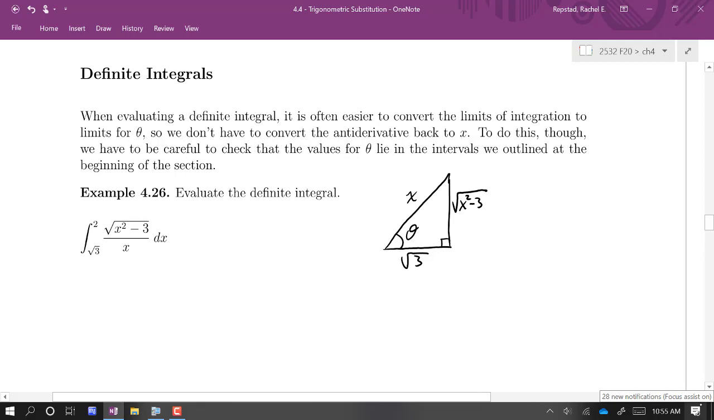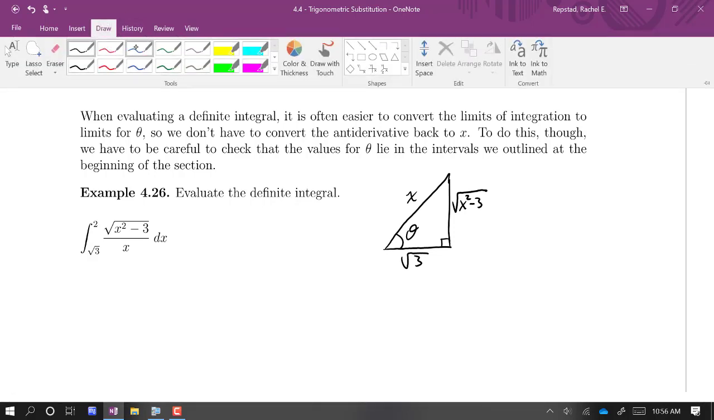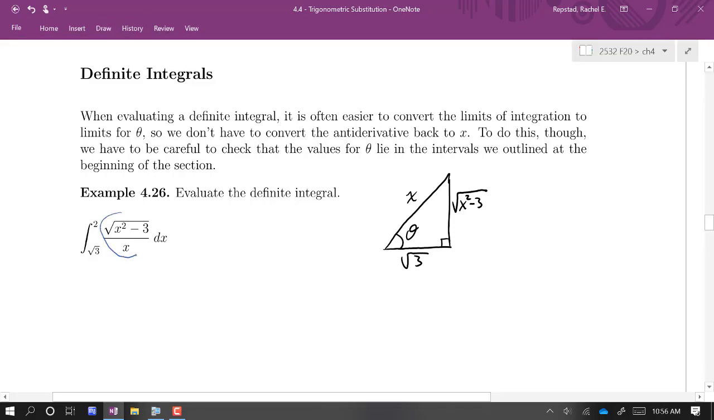Now let's see what we got. We need an expression for the radical. We need an expression for x, but it might actually be a bit quicker to realize that we could directly get an expression for that fraction using the sine function. SOHCAHTOA tells us that sine theta is the square root of x squared minus 3 over x. So there's one substitution that we need.